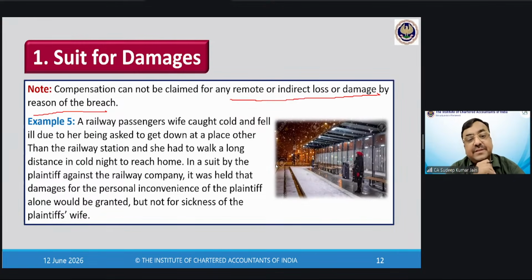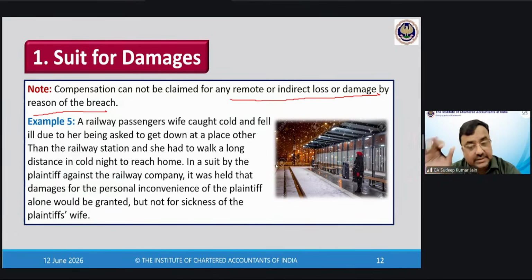A railway passenger's wife caught cold and fell ill due to her being asked to get down at a place other than the railway station, and she had to walk a long distance on a cold night to reach home. In a suit by the plaintiff, meaning the person who files a suit against the railway company, it was held that damages for the personal inconvenience of the plaintiff alone would be granted, but not for the sickness of the plaintiff's wife.